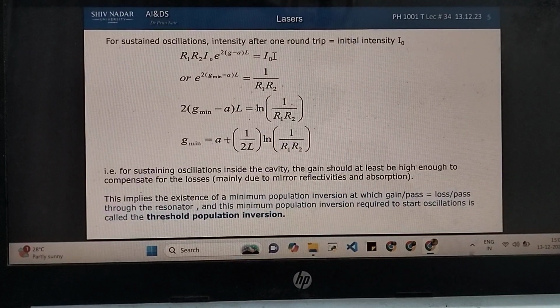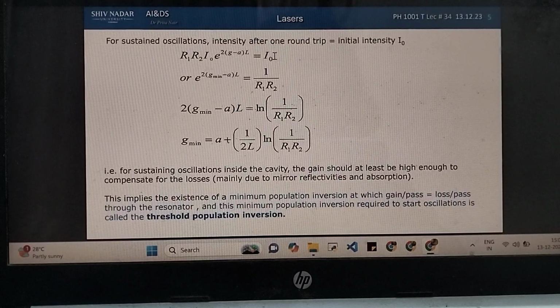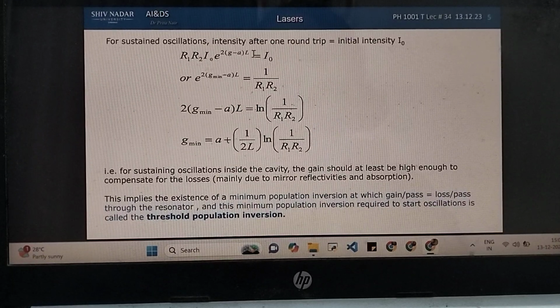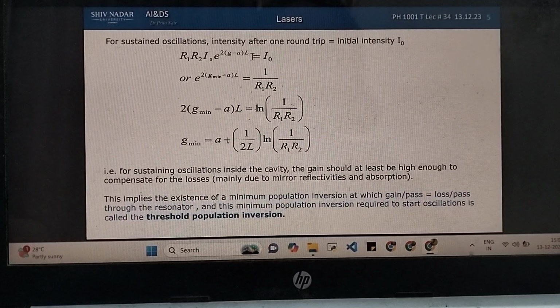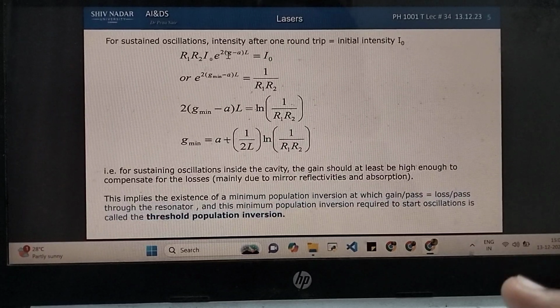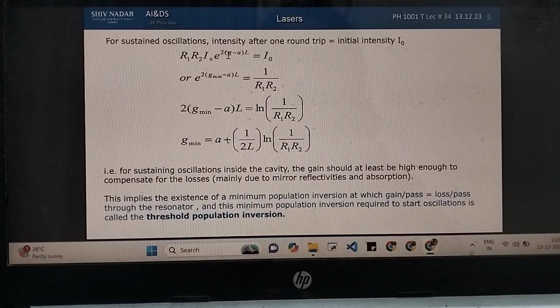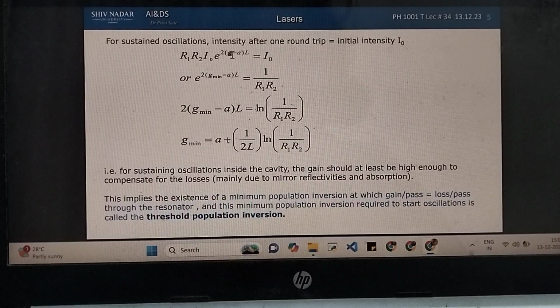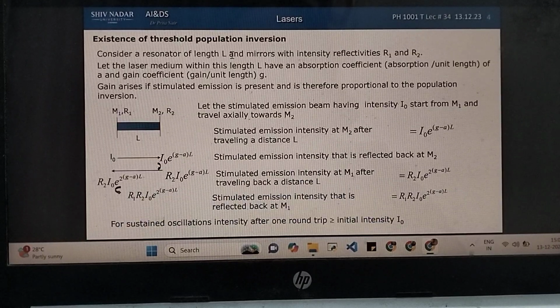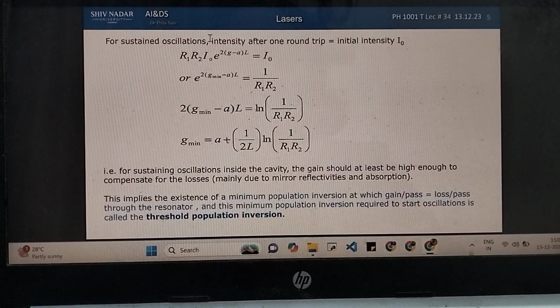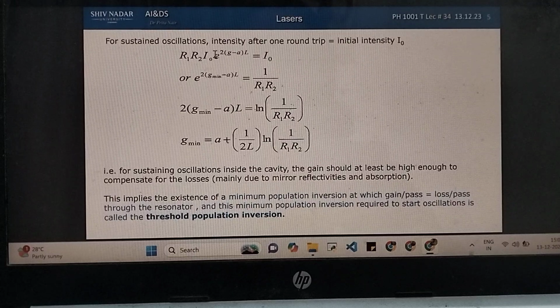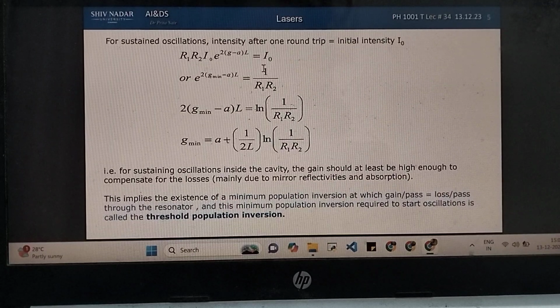So let's take that case and go on, because we want the minimum population inversion such that the thing works, and that will be when the final intensity is equal to the initial intensity. Again, just for context, we are trying to derive the population inversion, which is the gain coefficient G. So this is the expression we have. It should be equal to I0, so I0 and I0 here get cancelled. Your e raised to 2(g minus a)L will be equal to 1 upon R1 R2. You're just taking the R1 R2 to the other side.